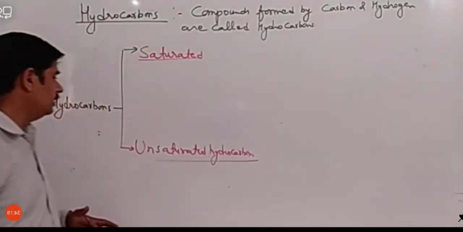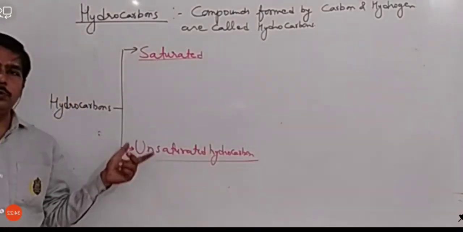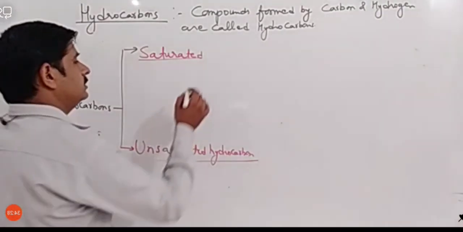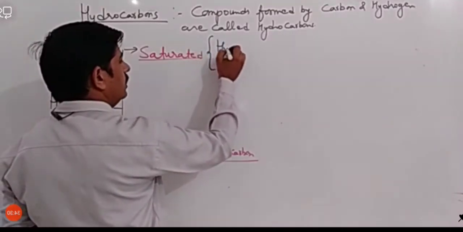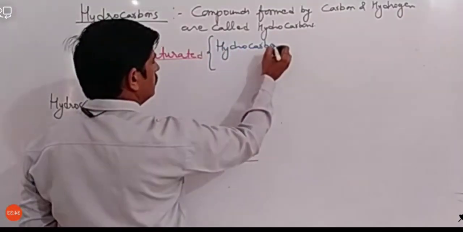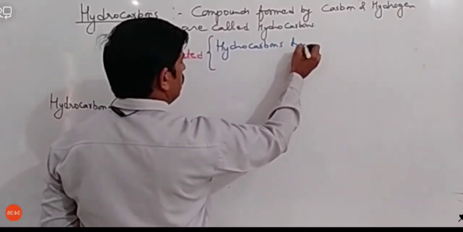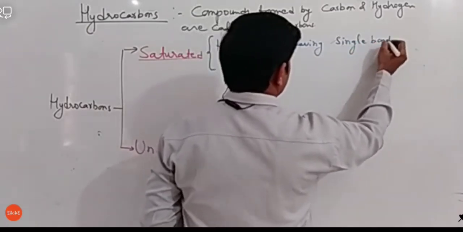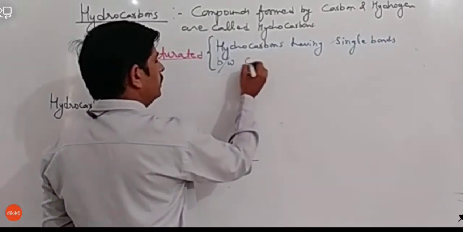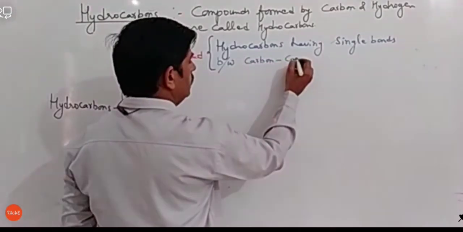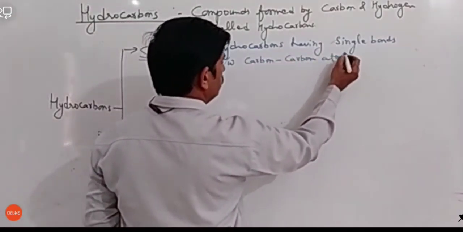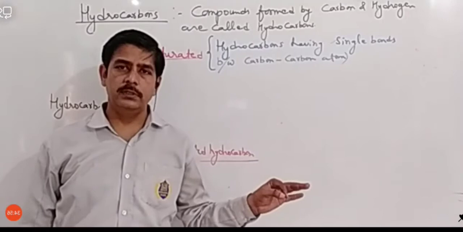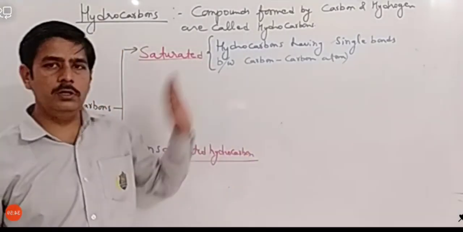But right now we are studying types of hydrocarbon. They can be divided into 2 types: saturated and unsaturated. Saturated are the hydrocarbons having single bonds between carbon and carbon atoms. Very simple definition. If we have single bonds between carbon atoms, such types of hydrocarbons are called saturated.